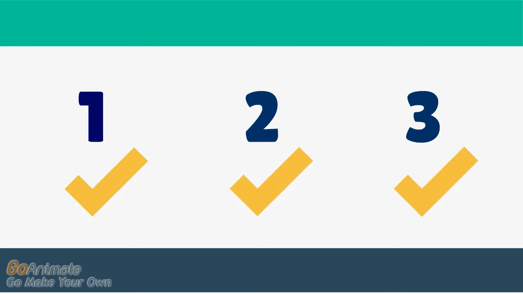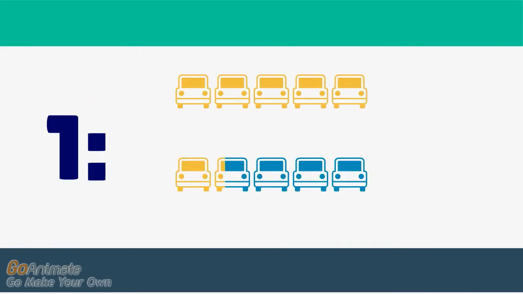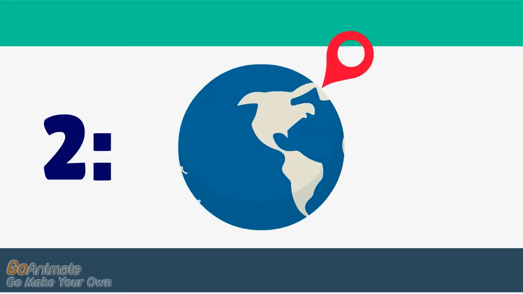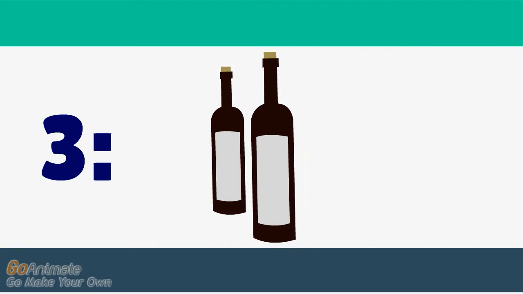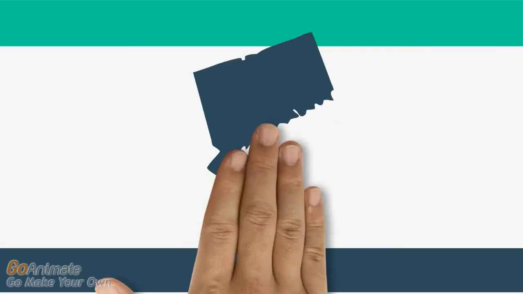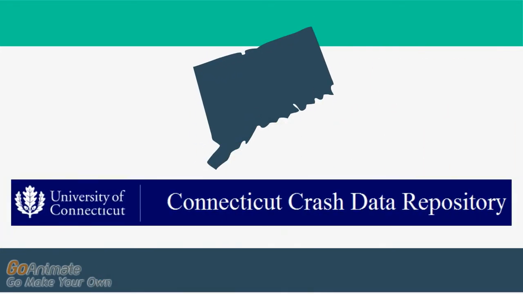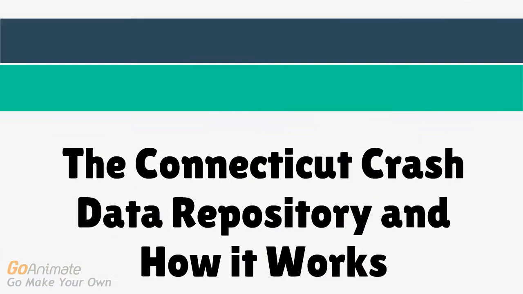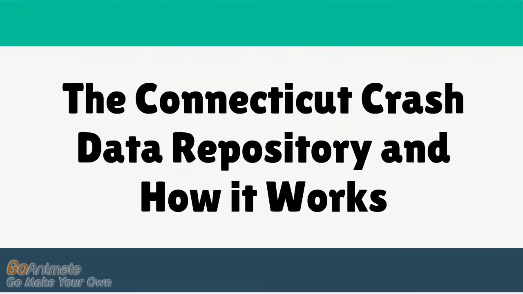Crash data tells us three things. It tells us how many crashes are happening, where the crashes are happening, and sometimes what is potentially causing them. In Connecticut, the place to go to find crash data is the Connecticut Crash Data Repository. This is the Connecticut Crash Data Repository and how it works.